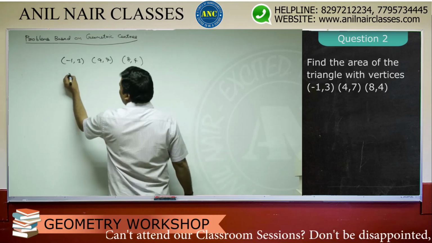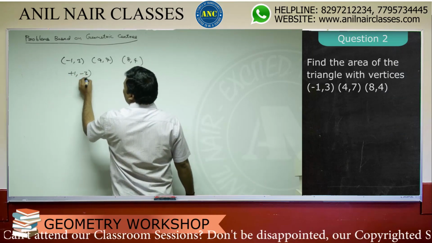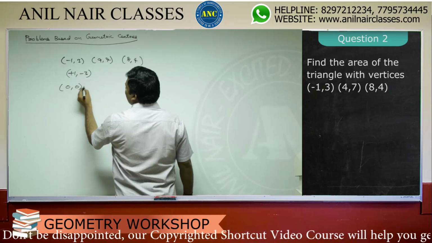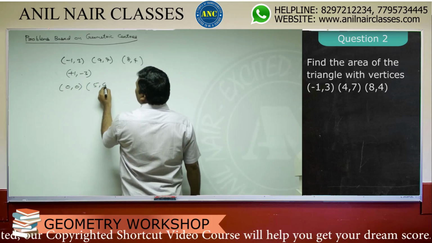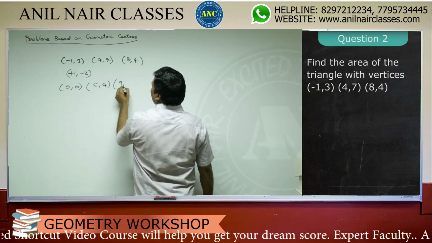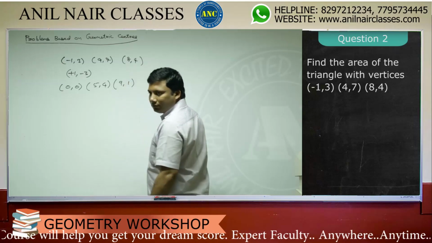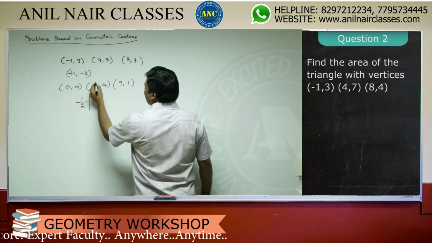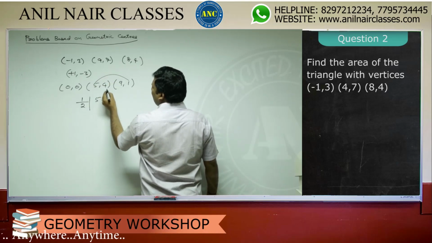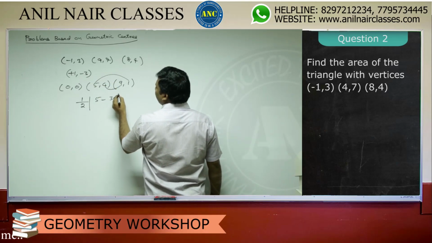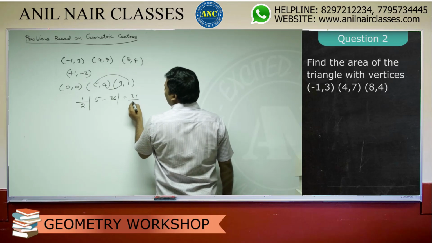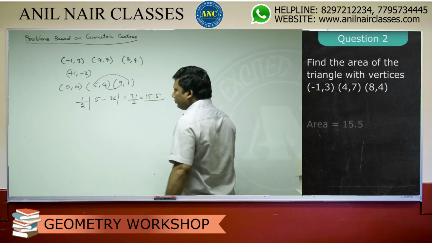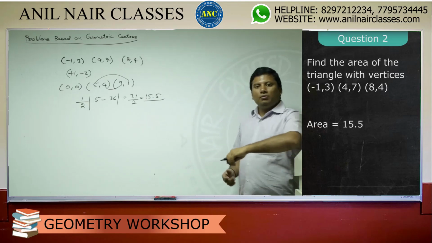Shift this point by 1, -3. If I shift it, this will become 0, 0. This will become 5, 4. This will become 9, 1. So area will become half of x1, y2 - x2, y1, which is 31/2, 15.5.